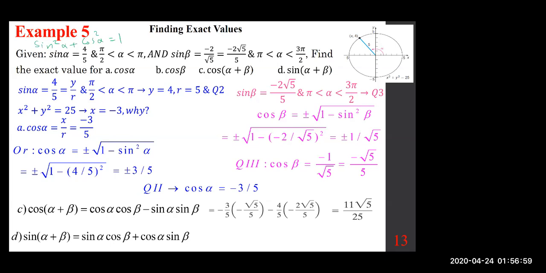Part D, you plug in. You don't have to worry about the sign. The sign will take care of itself, because you're using an identity. And the answer is 2 square root of 5 over 25. Is everybody following this, class? Are there any questions? All right. I'm going to go to the next one.